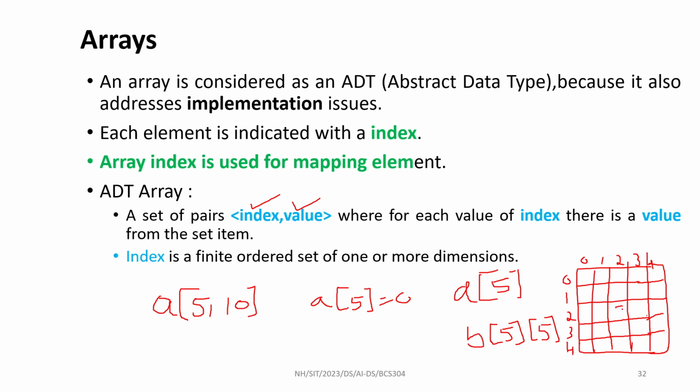Suppose to access this element, I need to give two values: one is the row value, the other is the column value. If this two-dimensional array name is A, it can be referred to or accessed like this: A of 2, and the column is also 2. A[2][2] is used to refer to that row and column.